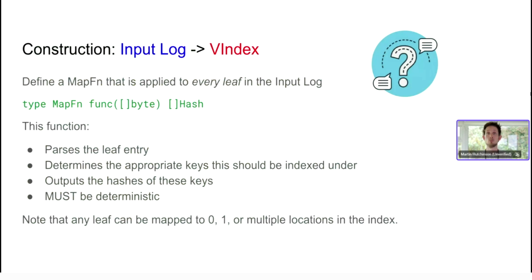And that's very similar to what we do here. This map function takes a leaf entry, and then it parses it, does whatever's needed in the business logic to determine what the keys are that should point to this, and then it returns a hash of those keys.